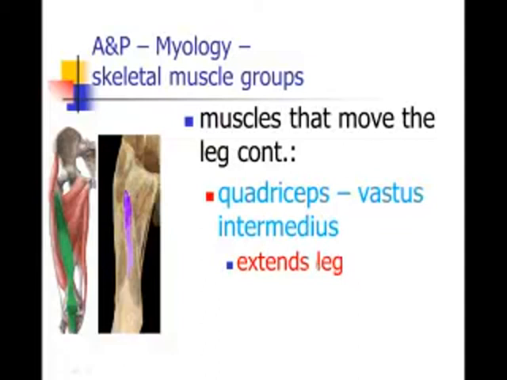Sometimes I vacillate between going to the body part that moves or the joint that moves. As far as I'm concerned, it really doesn't matter which one you use. Either one is fine.